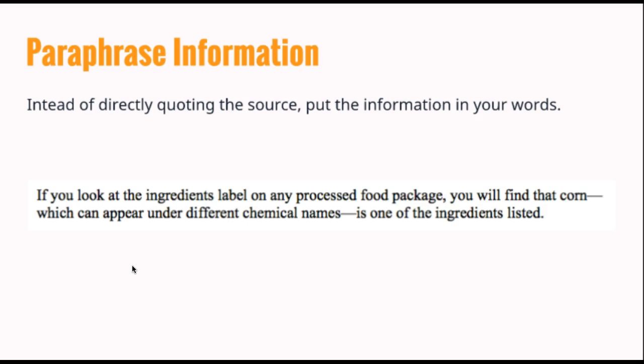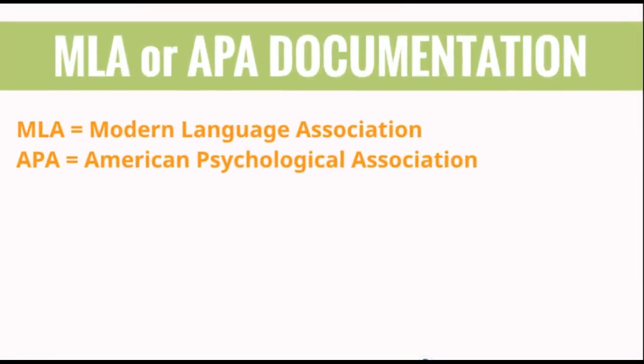Now notice how none of these had an in-text citation listed at the end, which you should have if you're documenting your sources correctly. So now let's talk about documentation. There are two different documentation styles that we're focusing on in this course. There's MLA, which stands for Modern Language Association, and there's also APA, which is American Psychological Association.